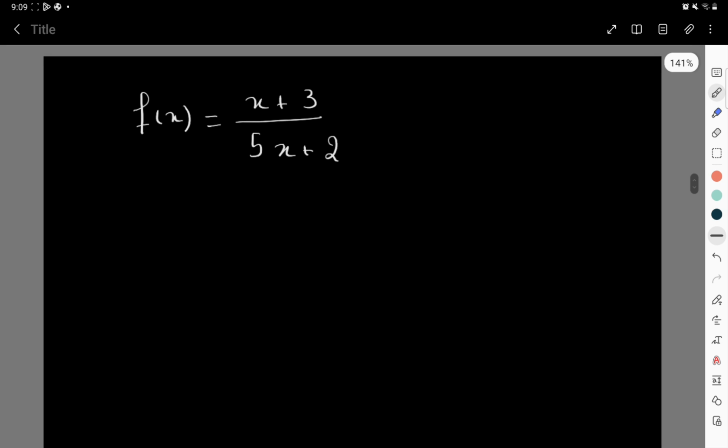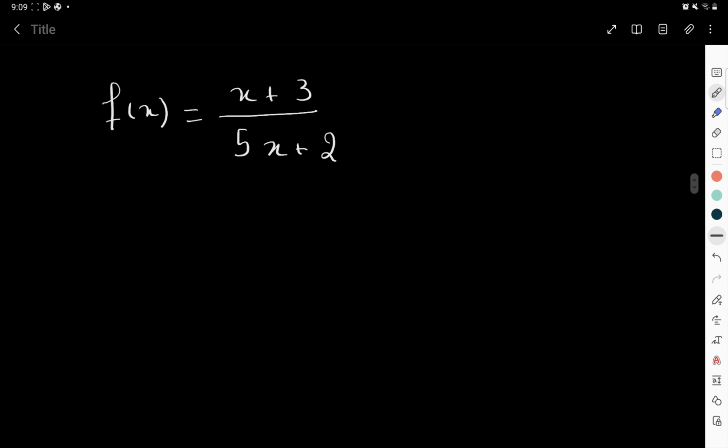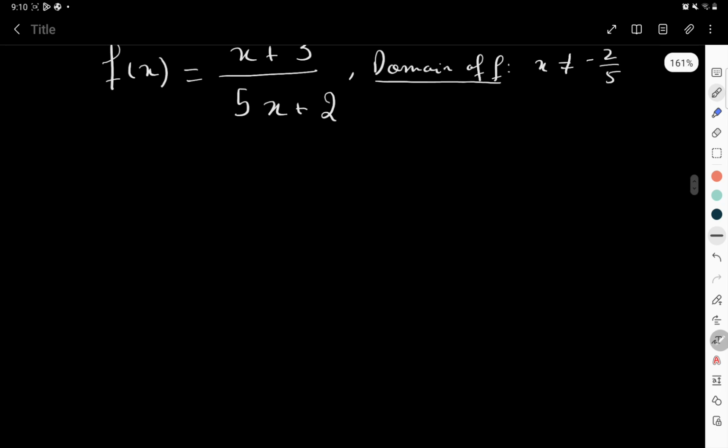Let us now move to a slightly harder example. f of x is x plus 3 divided by 5x plus 2. So for example, the domain of f, first of all, f is defined for all x different than minus 2 over 5. This is clear. Okay, now let us look at the derivative of f to assess when this derivative exists.